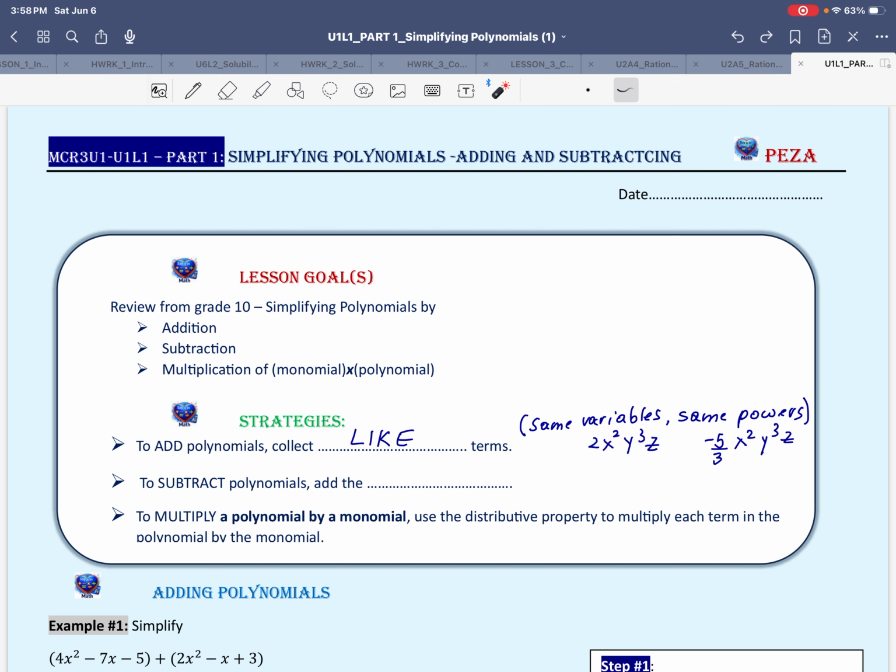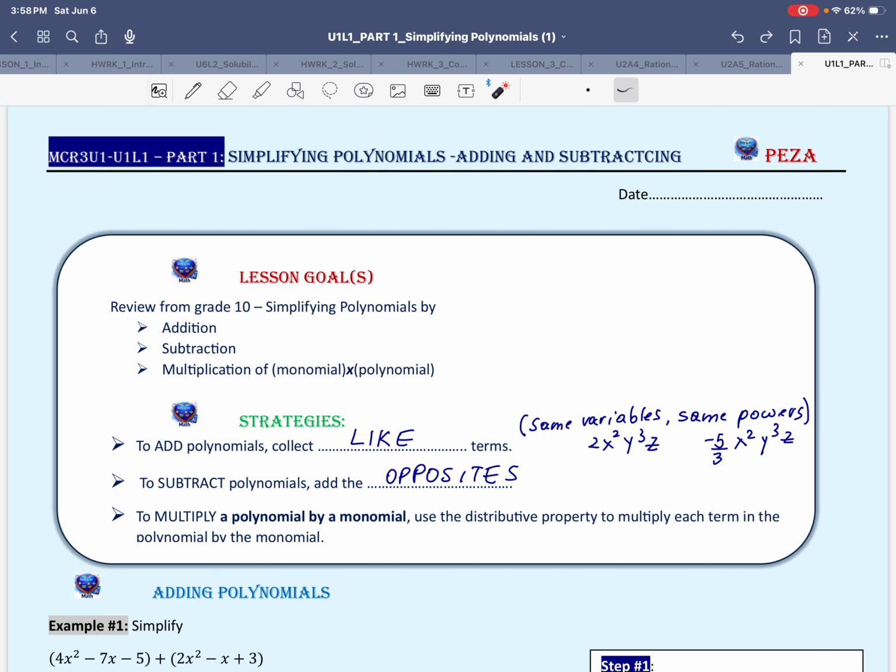So we are allowed to add and subtract these like terms because they are kind of one unit in here. They represent the same thing, an x squared y cubed z term. And we can simply simplify them by working with the coefficients. So to subtract polynomials, we add the opposites. Now, to multiply a polynomial by a monomial, we're going to use the distributive property.